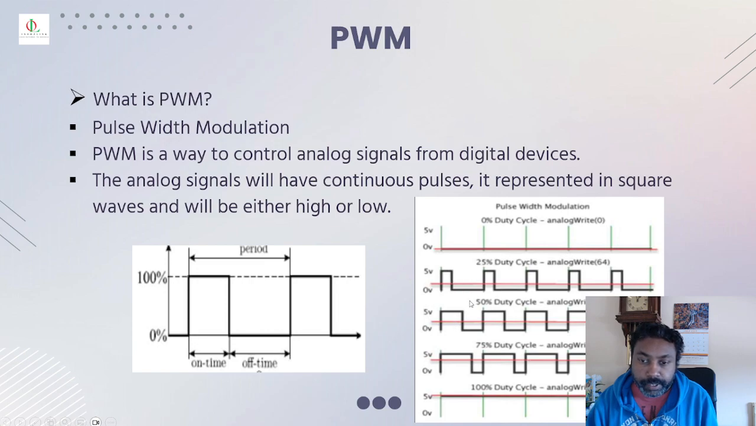That's the difference between the duty cycles. This is the 50% duty cycle, meaning on 50, off 50, on 50, off 50. This is the 75% duty cycle, so 75% on time, 25% off time. And this is the 100% duty cycle. In this case, the LED will stay glowing, it won't go off.